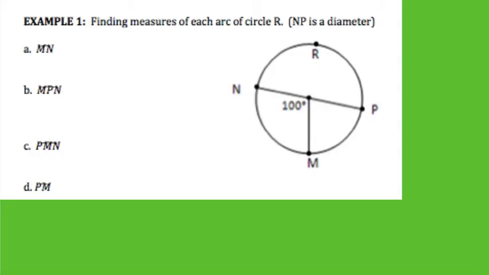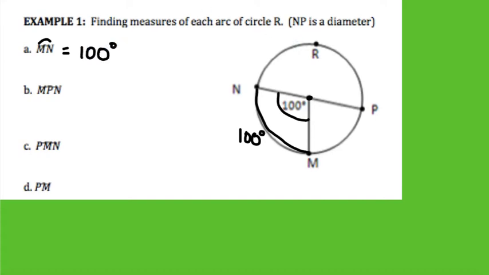So on the next page, you'll see example 1. Find the measures of each arc of circle R. So the first one we're looking at is arc MN. Okay, so I'm looking for the measure of this arc. I see that this point right here is the center. I see that this is 100 degrees. So therefore, the arc would be 100 degrees.